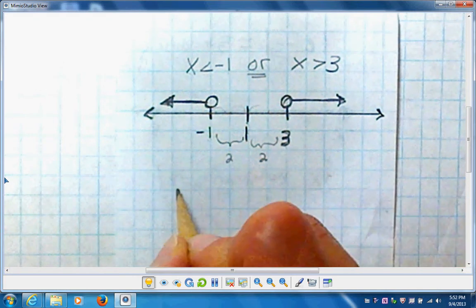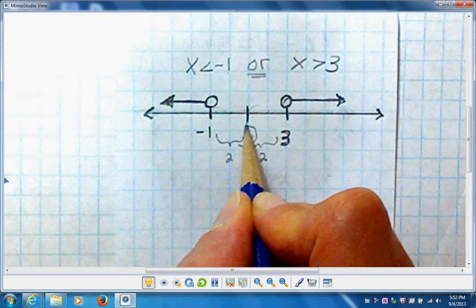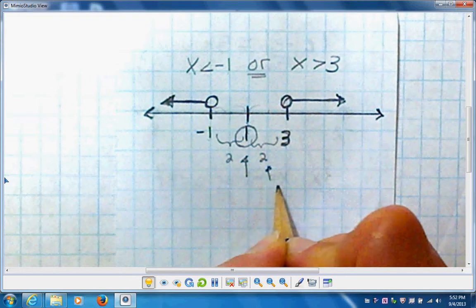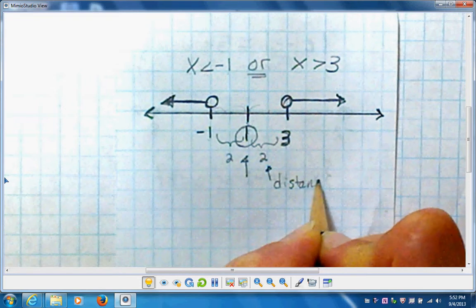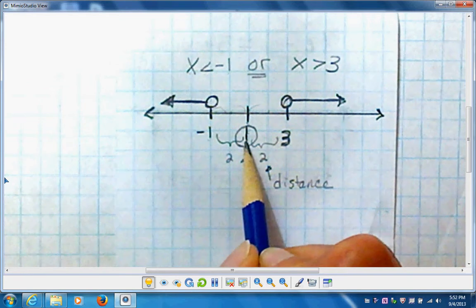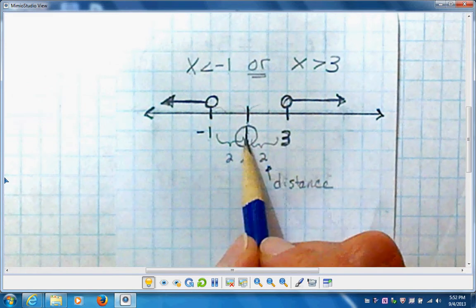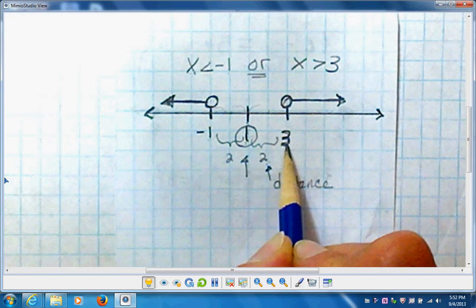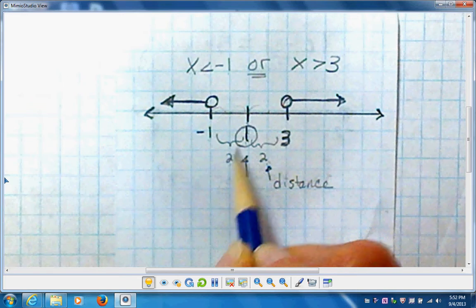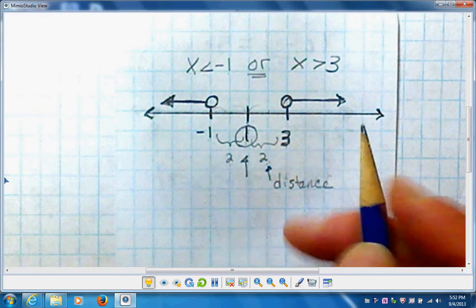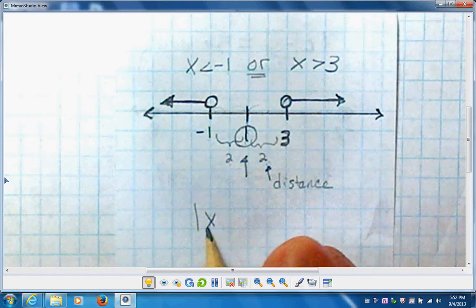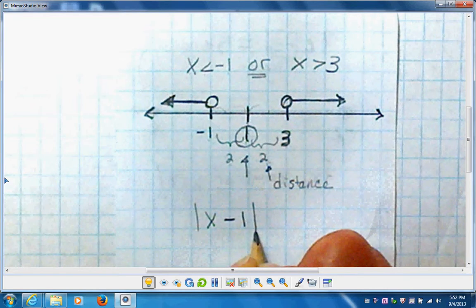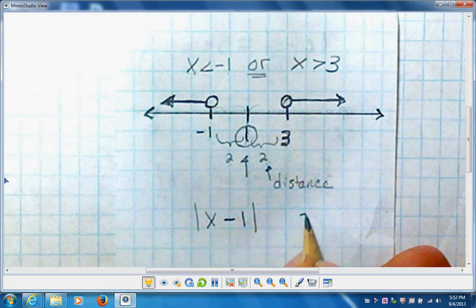So let's do my absolute value. Remember, that's my center, and this 2 is my distance. So my distance from 1 of 2: if I go 2 away from 1, I end up at 3. If I move a distance of 2 away from 1 in the other direction, I get -1. So that means I have x. This 1 is positive, so I'm going to put -1. And then I have a distance of 2.